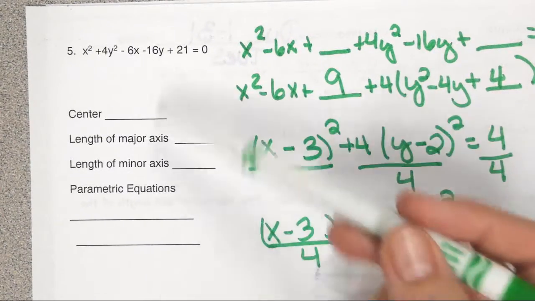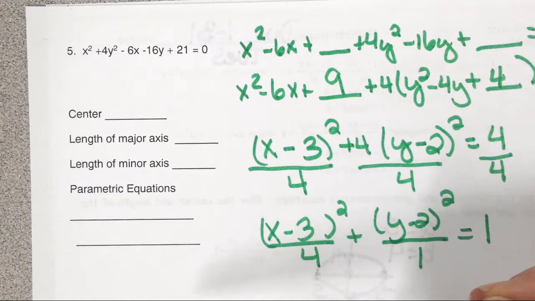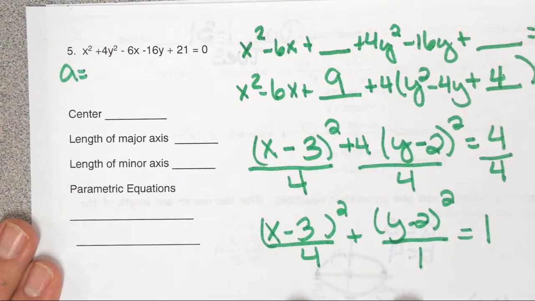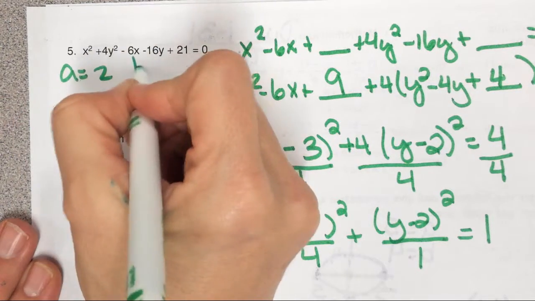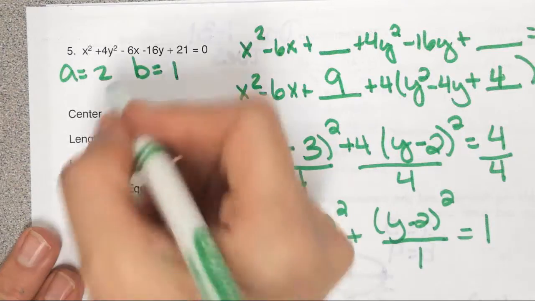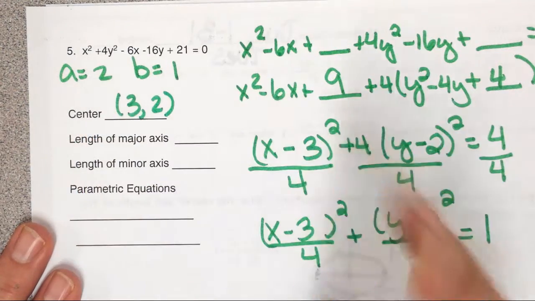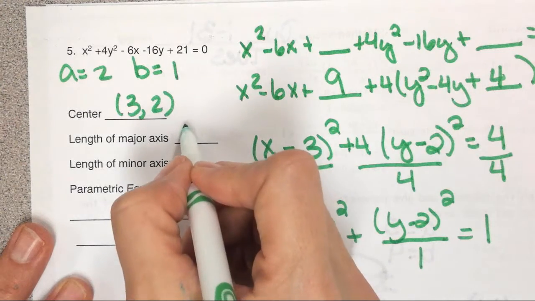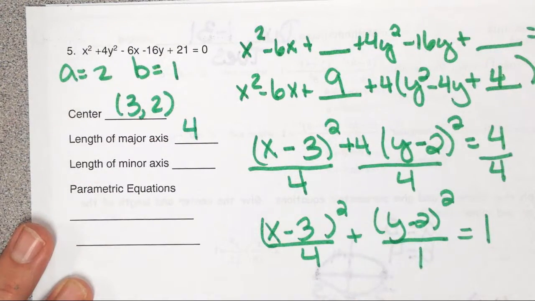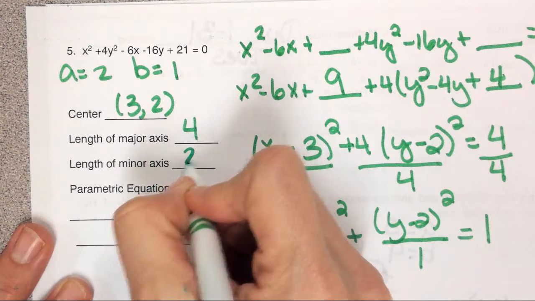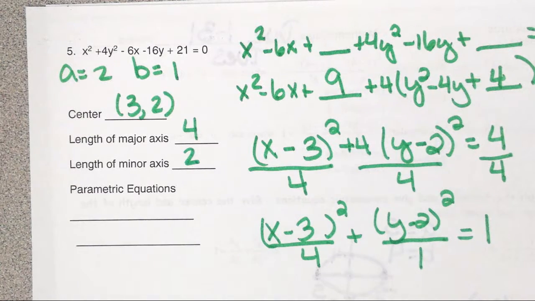Should you now be able to fill these in? Alright. So what's my A? Very good. What's my B? 1. Okay. What's my center? 3, 2. Good. Opposites because it was in parentheses to begin with. Major axis, 4. Good, 2 times A. Minor axis, 1. Minor axis, 2 times 1? 2. How are we doing?